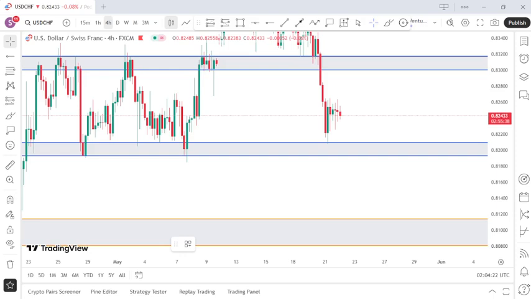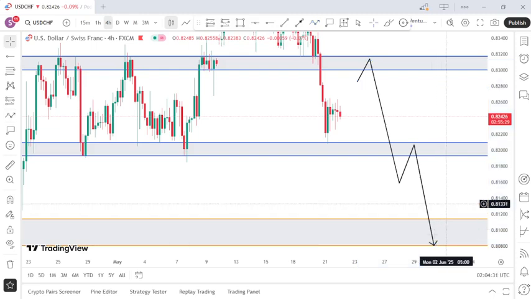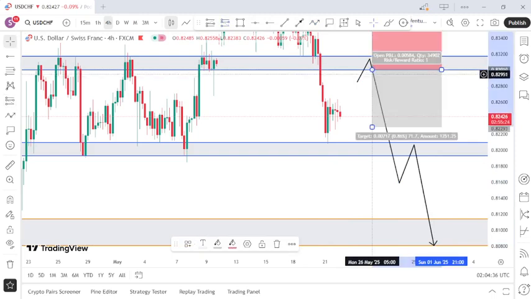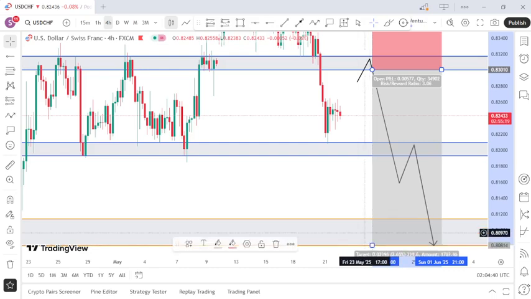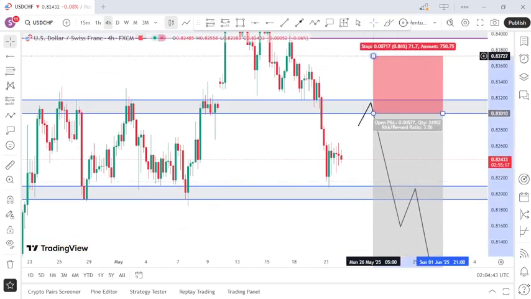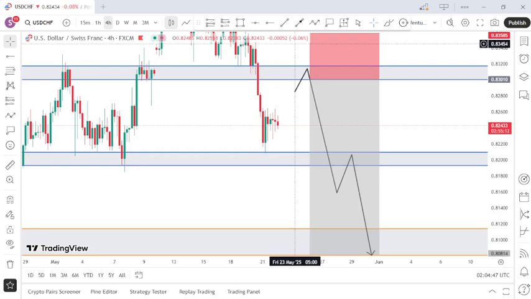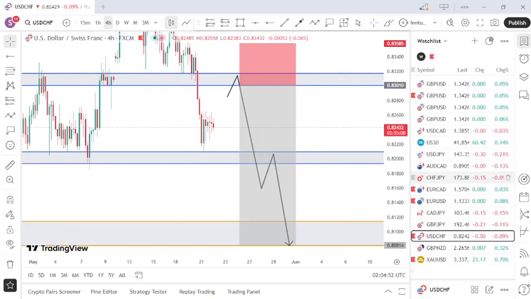On USDCHF, this is what you are going to be waiting for to pick an entry all the way to the downside. So we are going to wait for price to come back for a retest with an entry confirmation before we sell on USDCHF. So let's look at the next pair on the list.